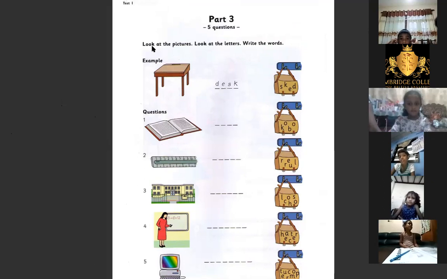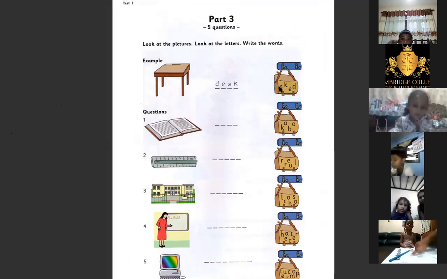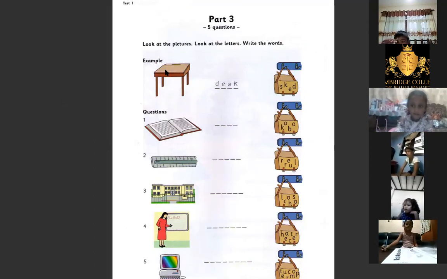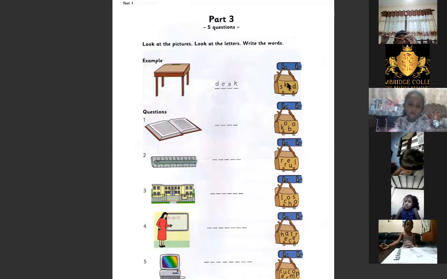Right, first one, desk. Look at the pictures. Then look at the letters. Write the words. So, this is a desk. Desk. Then, they have already given the letters. D, E, S, K. Desk.